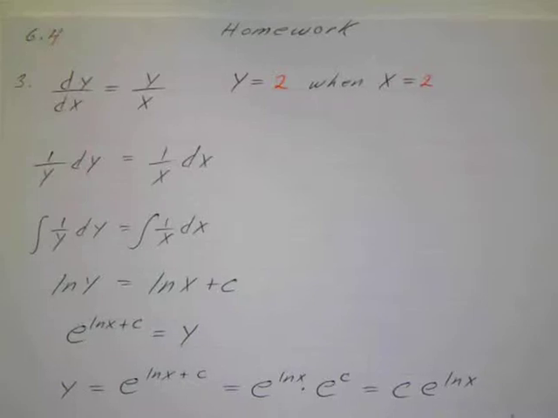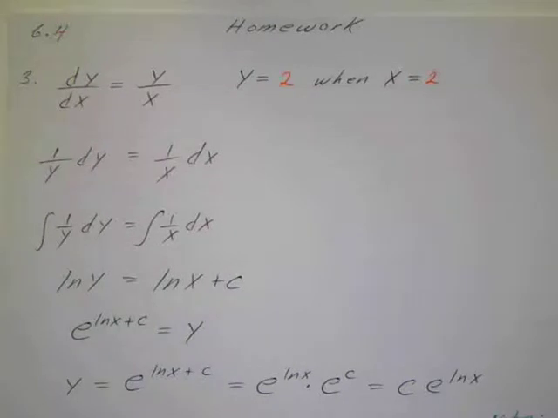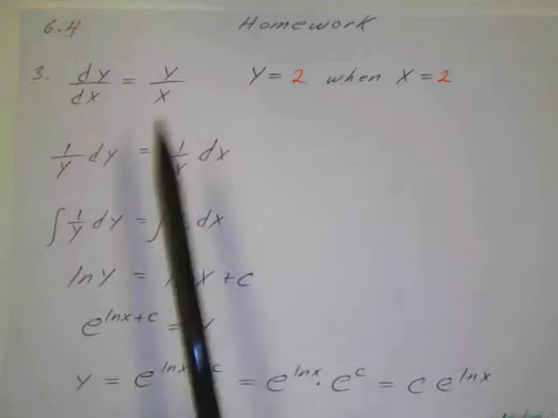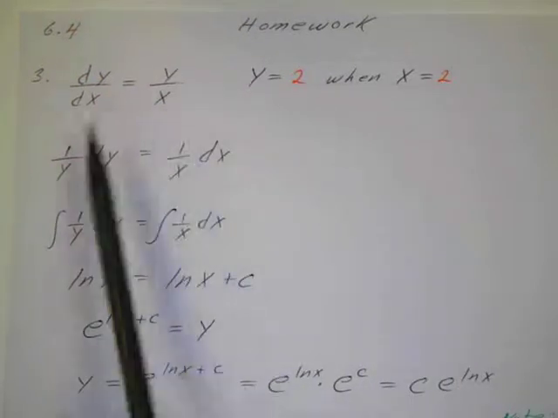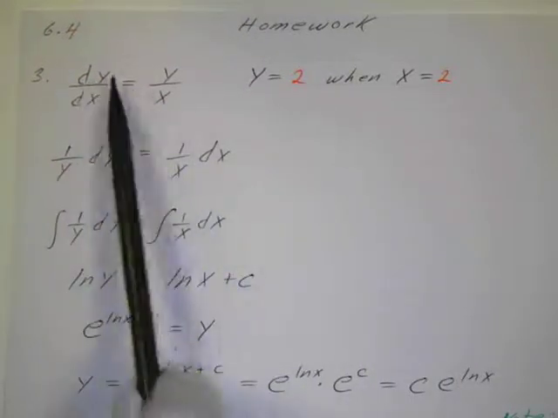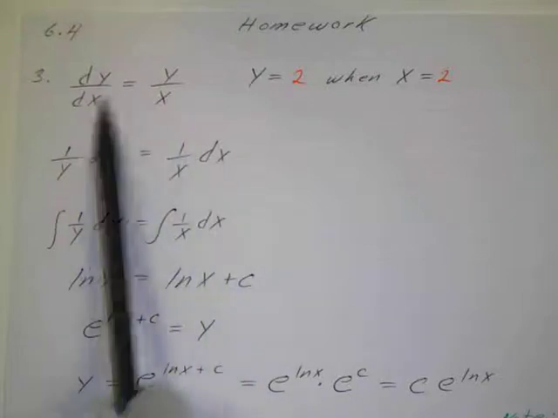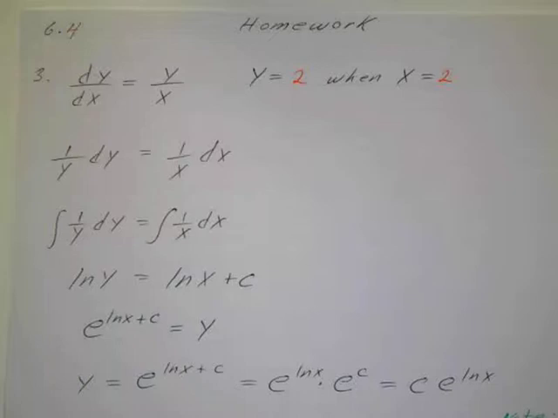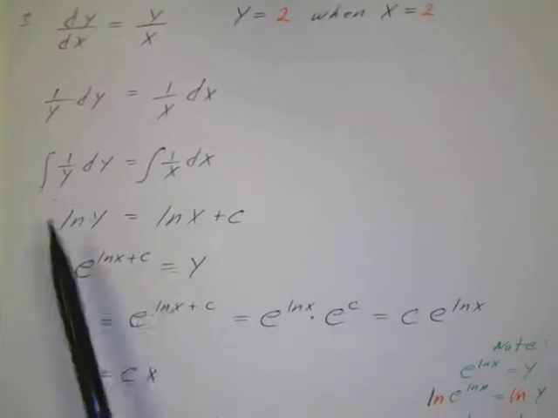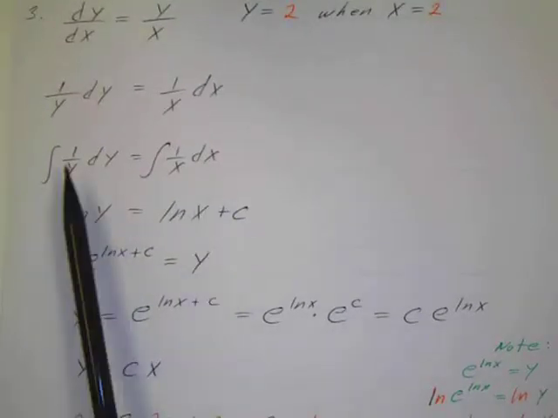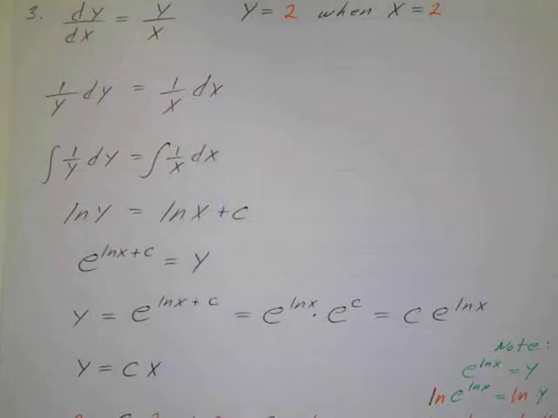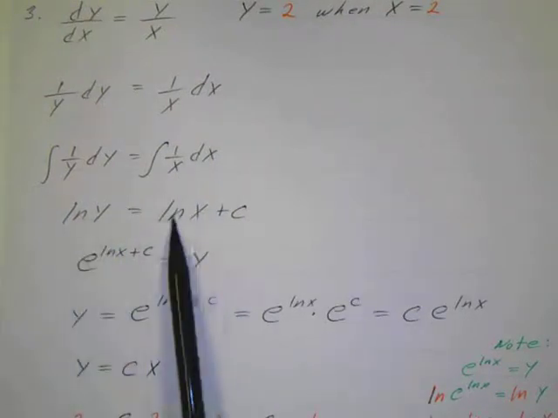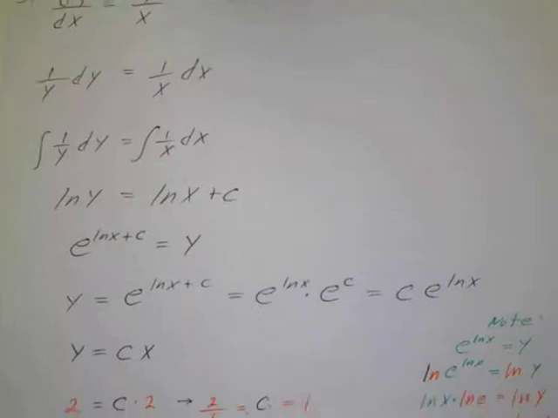And again, here's another differential equation. dy dx equals y over x. y equals 2 when x equals 2. So again, we'll separate the variables. So we'll have 1 over y dy and then 1 over x dx. So we put the dx over here with the 1 over x, and we put the 1 over y with the dy. Then we take the integral of both sides. So we have 1 over y dy, 1 over x dx. We take the antiderivative, or the integral, and we get the natural log of y equals the natural log of x plus c.